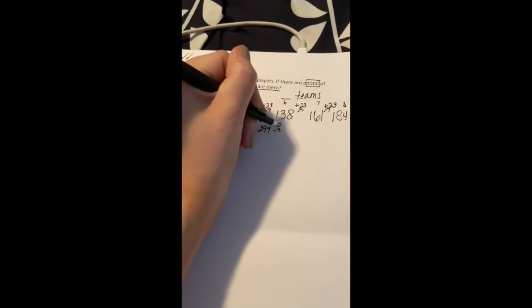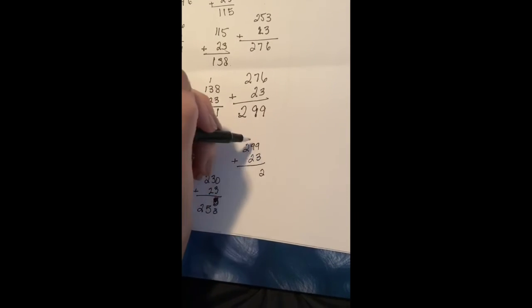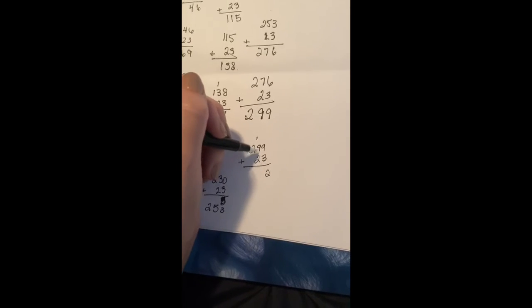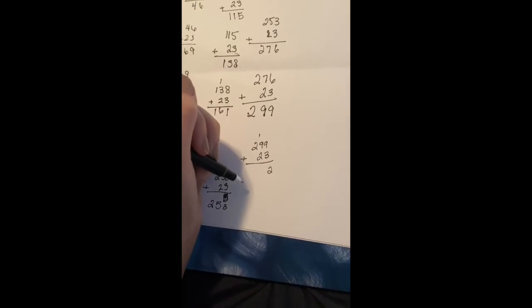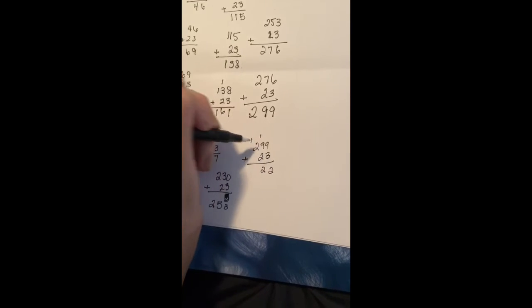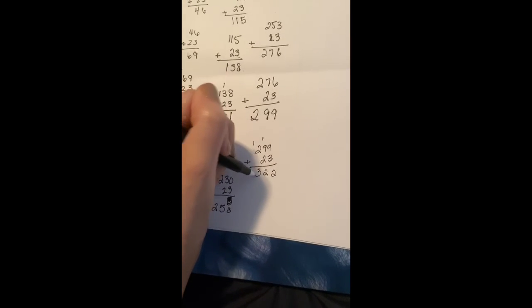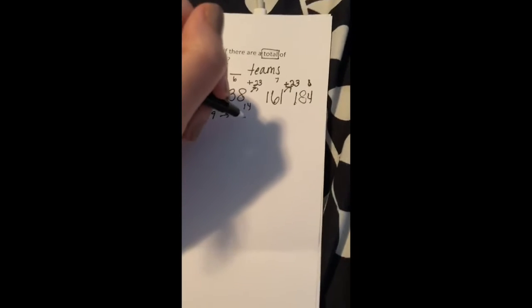Let's go again. Plus 23 to give me 14 teams. So that'd be 299 plus 23. 9 plus 3, 12. Carry the 1 up. 9 plus 2 plus 1, also another 12. And 2 plus 1, 3. 322.